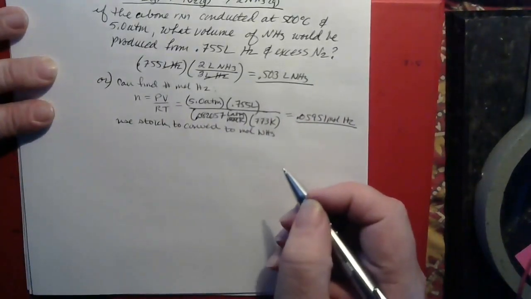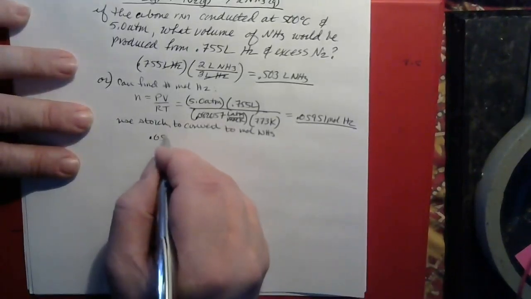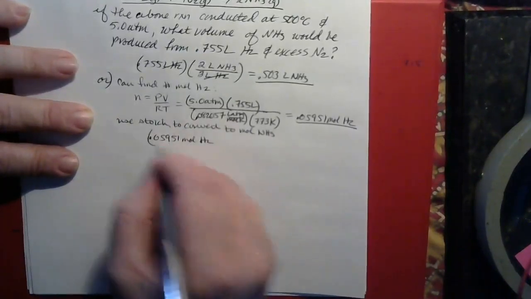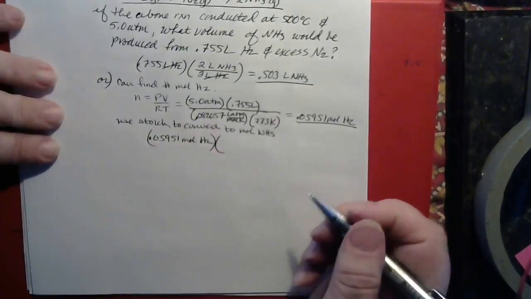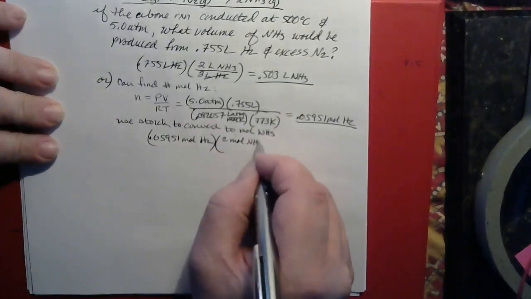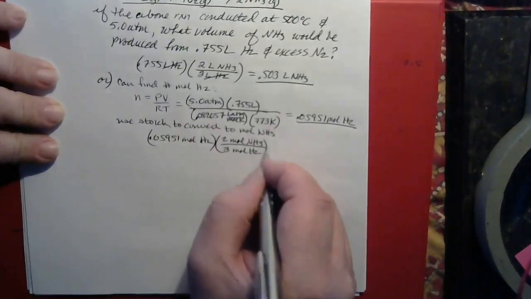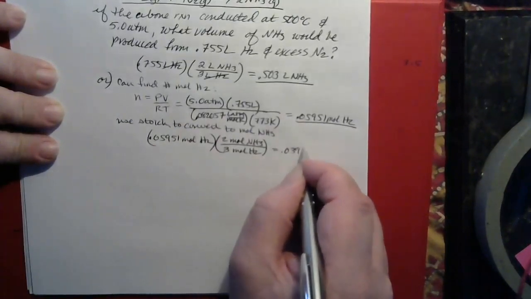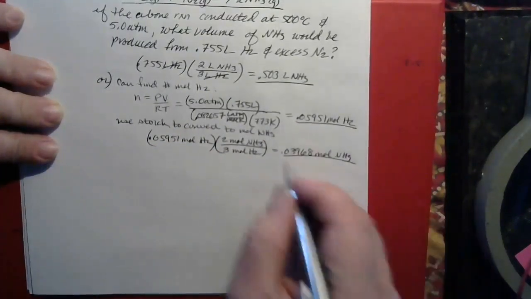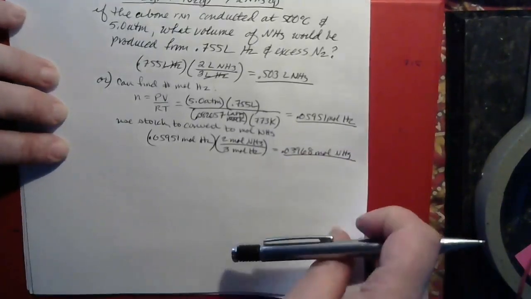And using the stoichiometry, we can convert this to moles of ammonia. So 0.05951 moles of hydrogen, and the equation tells us we get 2 moles of NH3 for every 3 moles of H2. And so that should produce 0.03968 moles of NH3.